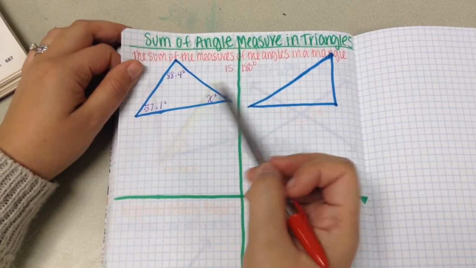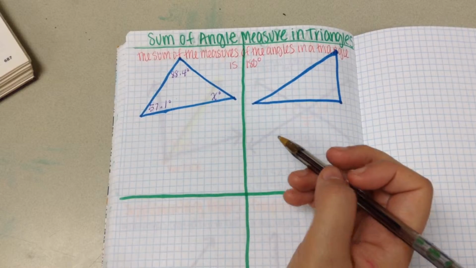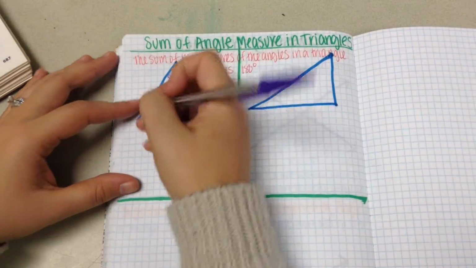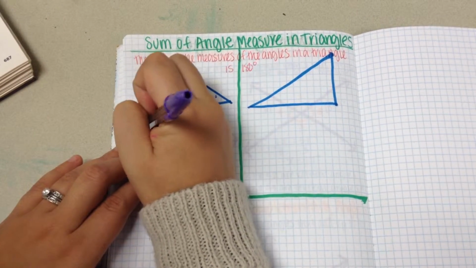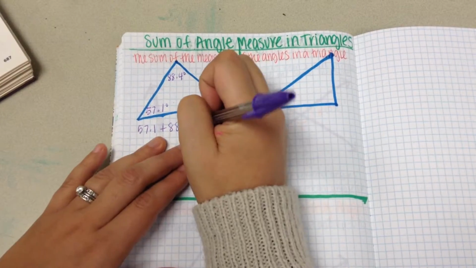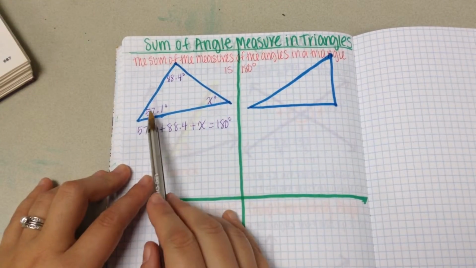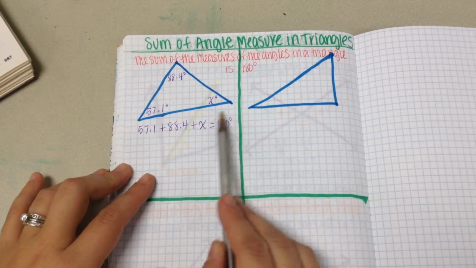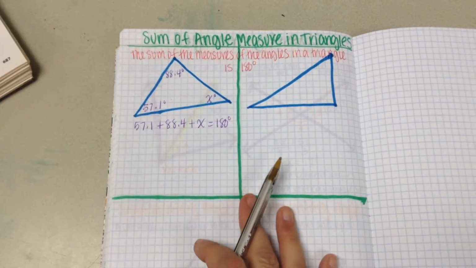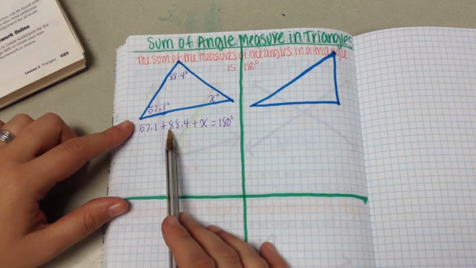So basically, when you add all three angles, this plus this plus this, you have to get 180 every single time, no matter what the triangle looks like. So what we're going to do here is add 57.1 plus 88.4 plus x has to equal 180 degrees. When you add this plus this plus this, you have to get 180 every single time, no matter what. So we are going to add them together.